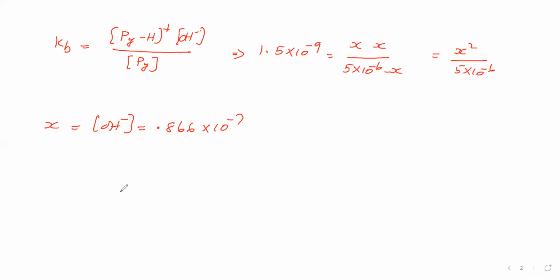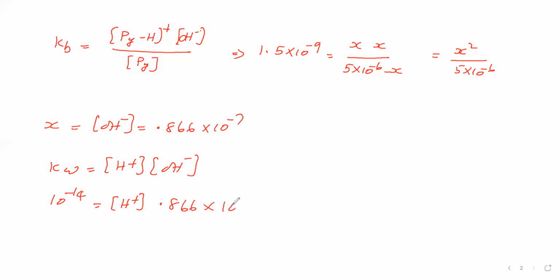Now we will go for the concentration of H plus. Kw is equal to the concentration of H plus times the concentration of OH minus. Kw is 10^-14 at 25 degrees Celsius. We want the concentration of H plus. We substitute the concentration of OH minus, 0.866 × 10^-7. From this, the concentration of H plus is 10^-14 divided by 0.866 × 10^-7, which is equal to 10^-7 by 0.866.